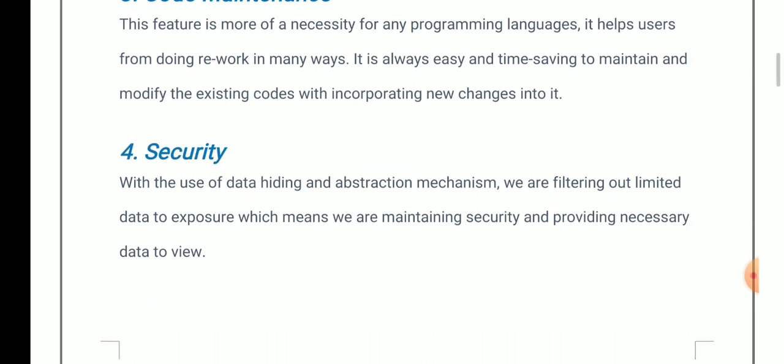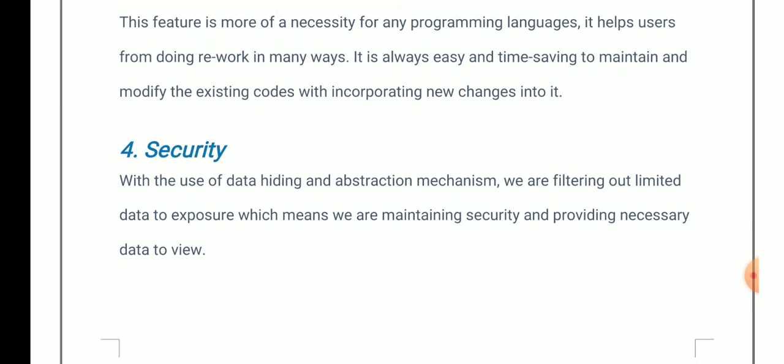Then another advantage of OOPS is security. Dear students, OOPS can provide us data hiding and an abstraction mechanism where only the required information is provided and the background detail is hidden. So with the concept of data hiding and abstraction, OOPS can provide us security.